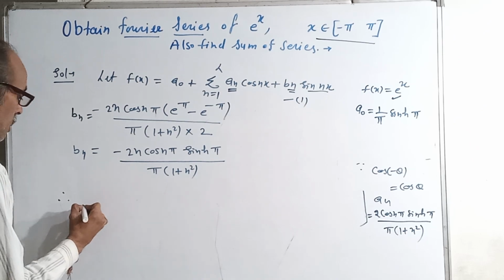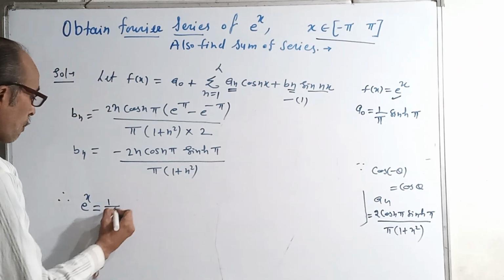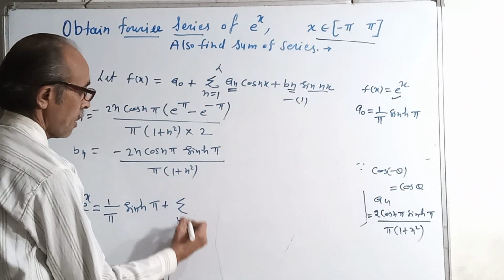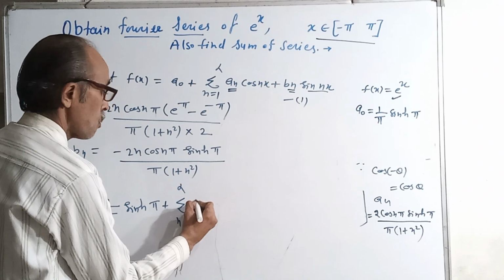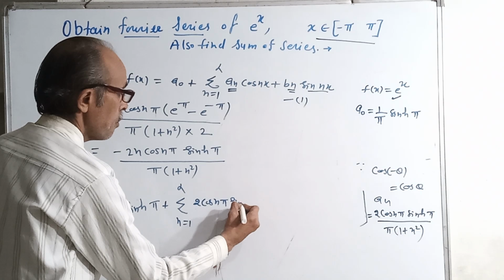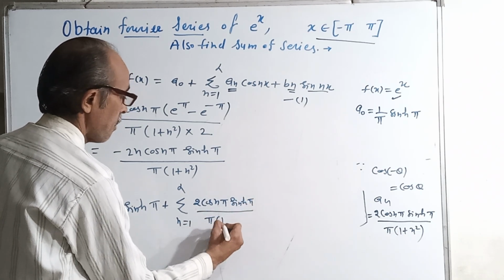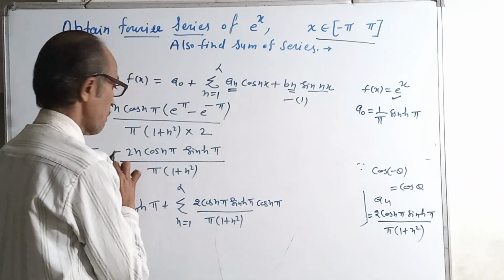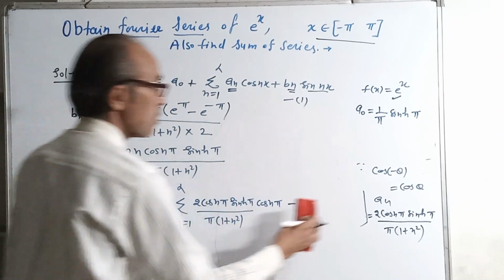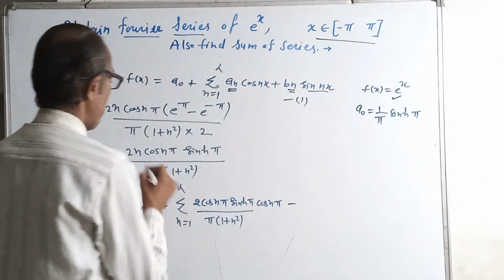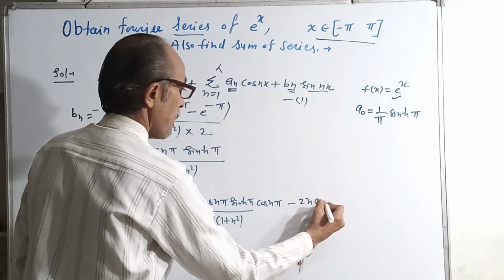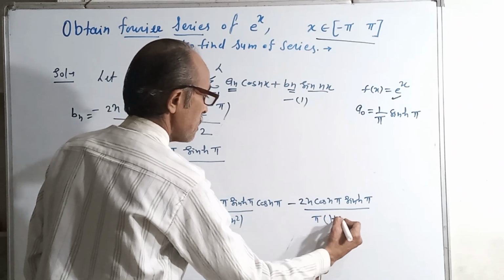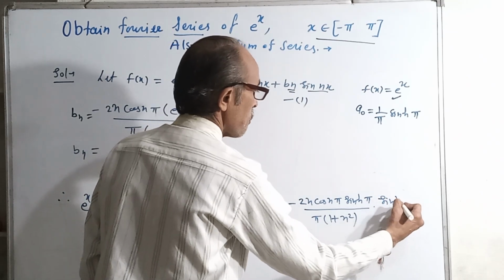and therefore for e^x, the Fourier series is: a0 value is 1 upon pi sinh(pi), plus summation of n equal to 1 to infinity, an value, and an value is 2 cos(n pi) sinh(pi) divided by pi times (1 plus n squared), and cos(nx), and bn value is negative, then minus, bn value is twice n cos(n pi) sinh(pi) divided by pi times (1 plus n squared), sin(nx).